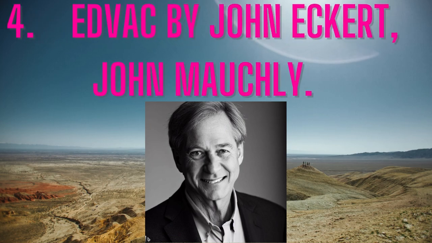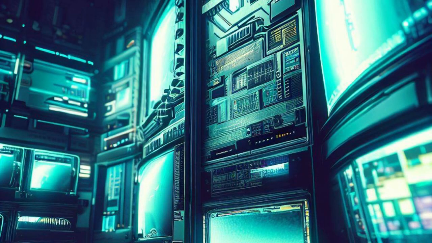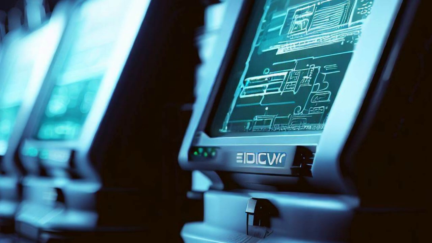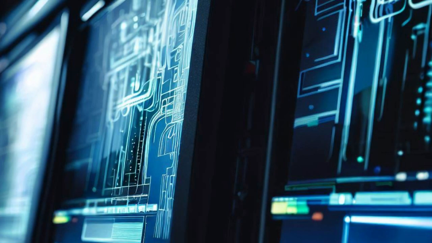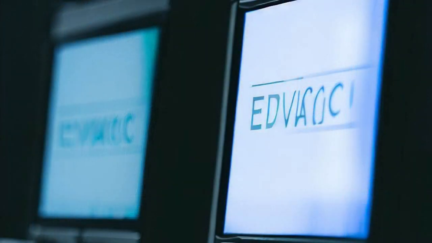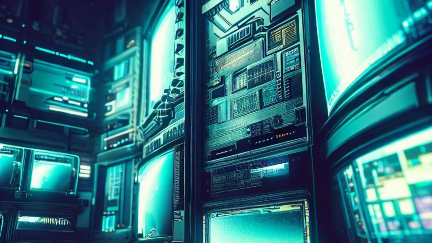4. EDVAC. The electronic computer that uses the binary number system for representing and processing values was invented by John Eckert and John Maudsley in the year 1949 and named EDVAC, that is, Electronic Discrete Variable Automatic Computer. EDVAC, which was considered the successor of ENIAC, works on the principle of a stored program, in which it stores programs and data in the form of a string of binary numbers in memory.